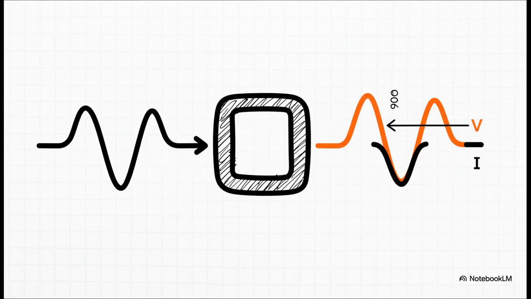But then we get to an inductor. An inductor stores energy in a magnetic field, and that field really doesn't like it when the current changes. It fights back. Because of this, the voltage has to build up first to kind of force the current through, giving the voltage a head start. So, the voltage wave hits its peak a full 90 degrees before the current wave even gets there. We say the current lags behind the voltage.